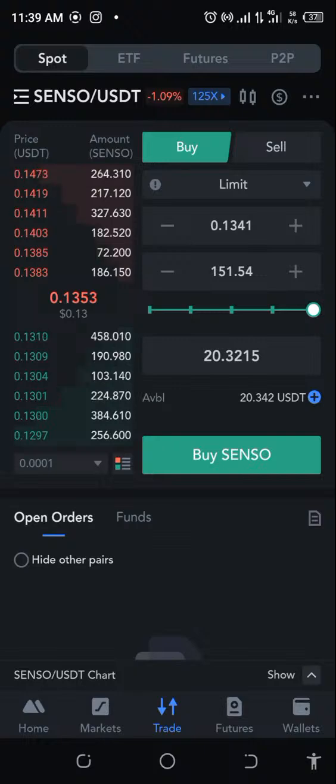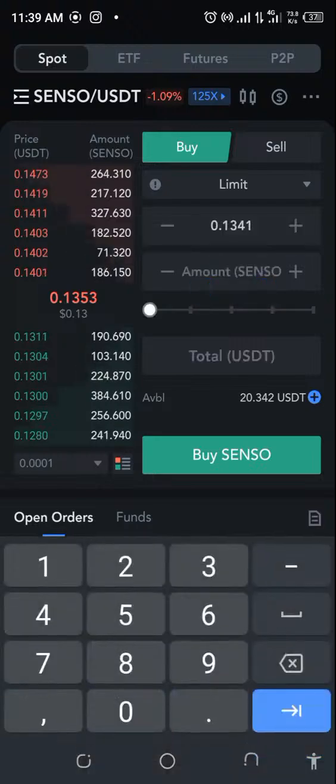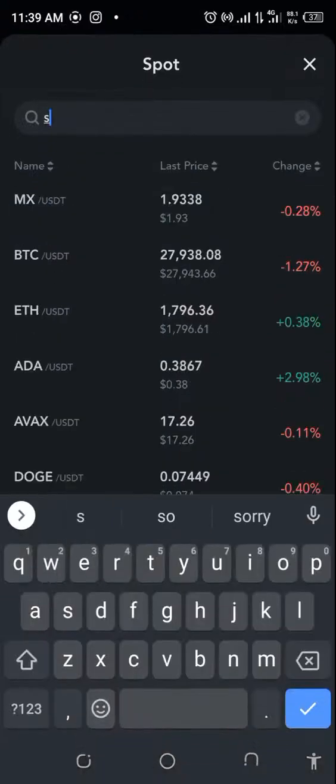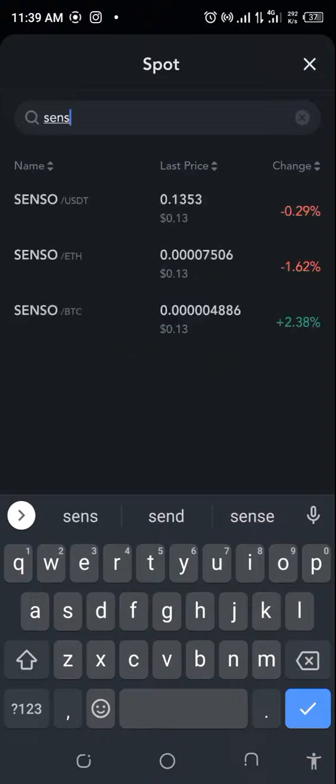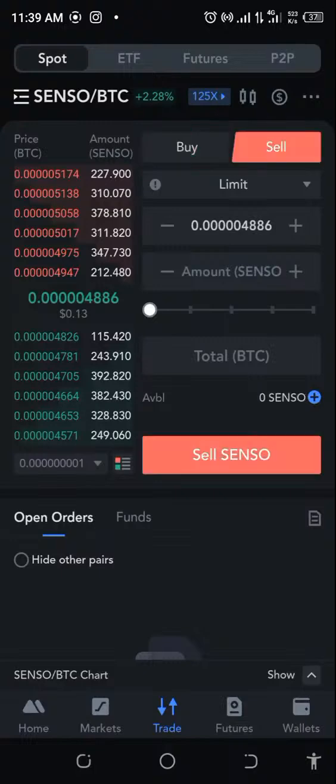So what do we have here? We've got 151.54. Okay, let's copy that. And then let's quickly go and change this to Senso BTC. Senso BTC. So let's quickly change that and see what we get. Okay, so we put that in there.